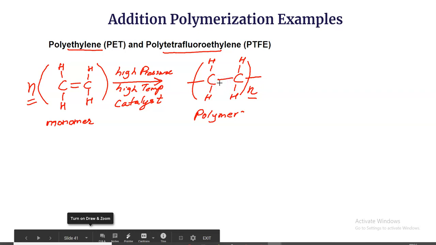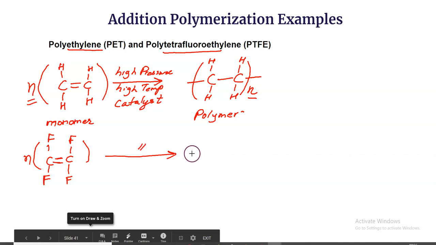Now let's write polytetrafluoroethylene. The monomer, of course, is tetrafluoroethylene. So what we'll do is, it's an ethylene derivative, so you still have a carbon-carbon double bond, 2 carbons. Instead of hydrogen, you have fluorine. The monomer is tetrafluoro, so there have to be 4 fluorines on ethylene. So again, write n outside, same as whatever you did earlier, high temperature, pressure, and catalyst.